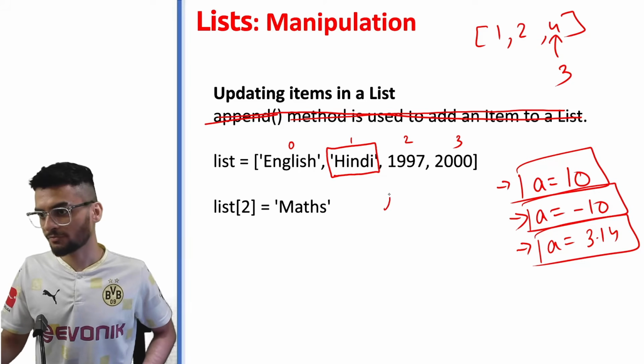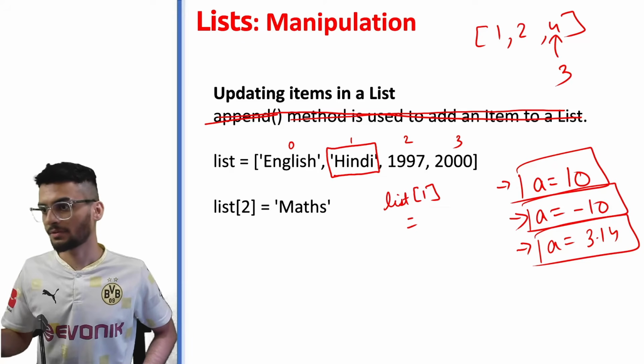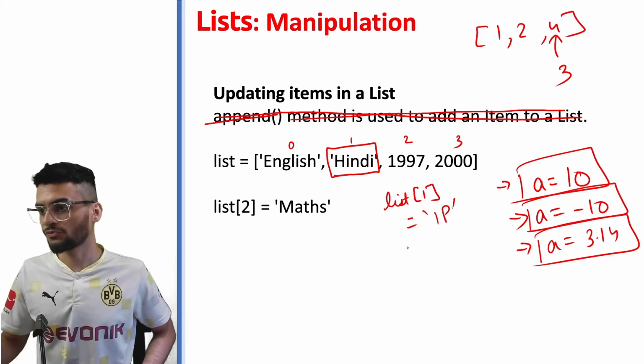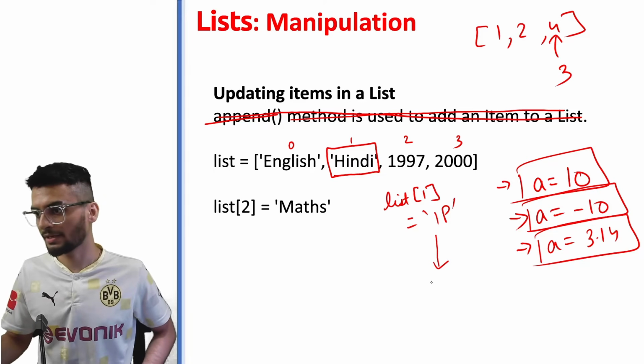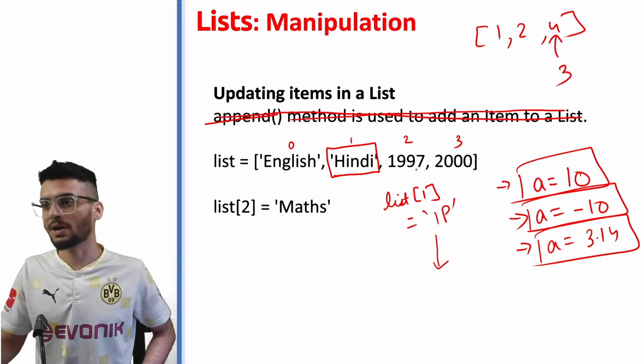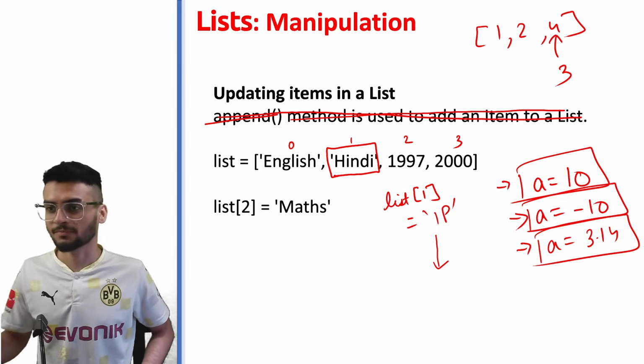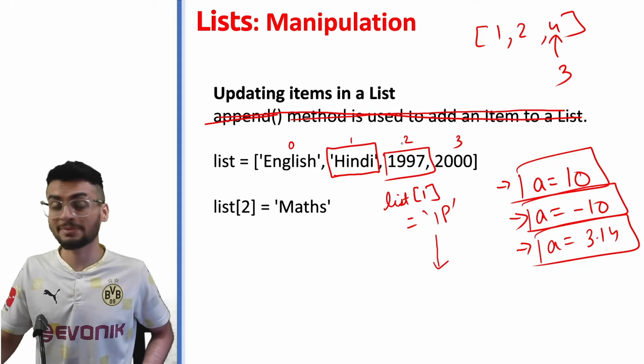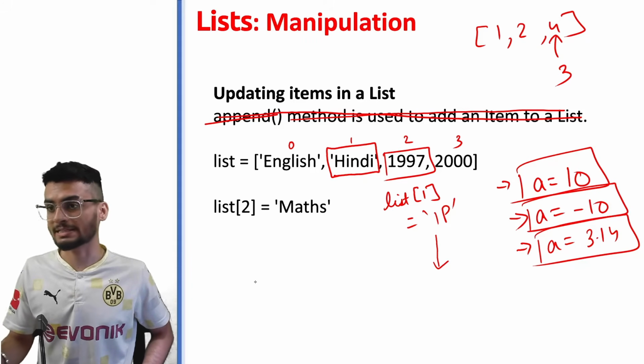So for that, we would write list at 1, and I can change it to anything else like IP. Your final list would look like English, IP, 1997 and 2000. Similarly, you can also change the second element or element at position 2 to maths.